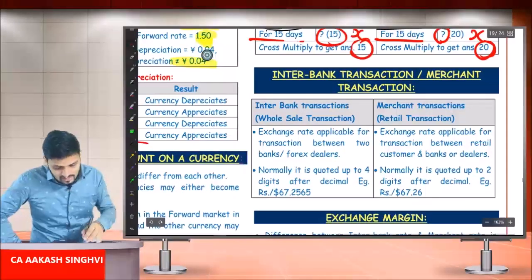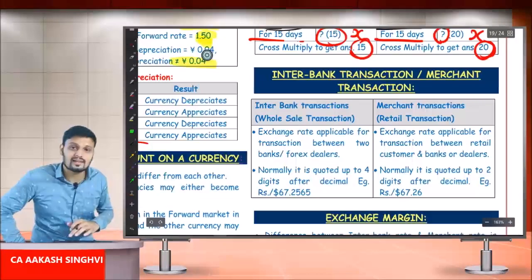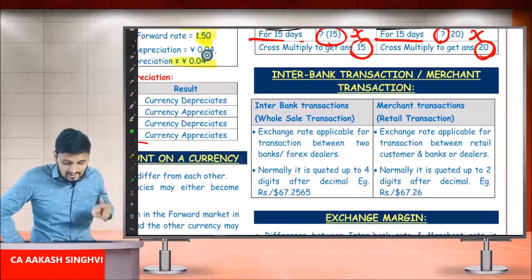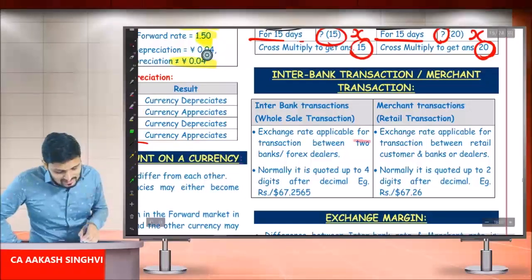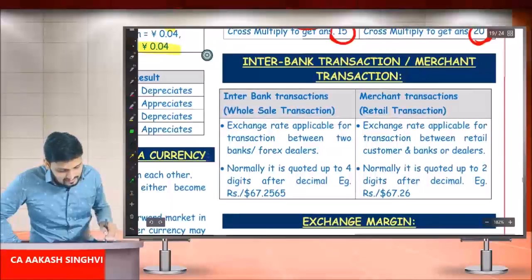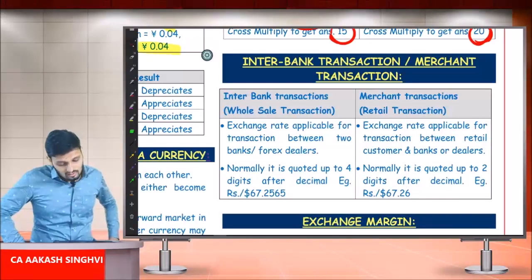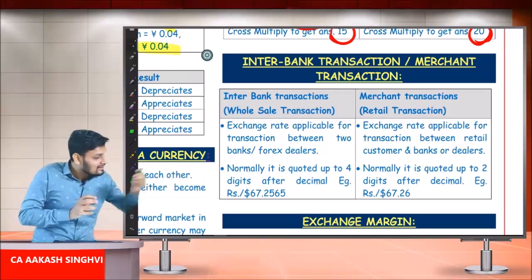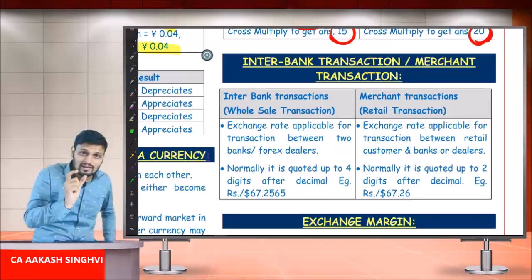Interbank transaction or merchant transaction, what are they? Interbank transaction means wholesale transactions and merchant transaction means retail transactions. It's very simple. Exchange rate applicable for transaction between two banks or forex dealers is the interbank rate. That is one bank quoting for the other bank. So one bank to other bank rates are known as interbank.